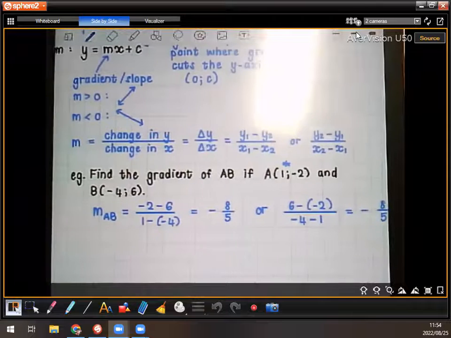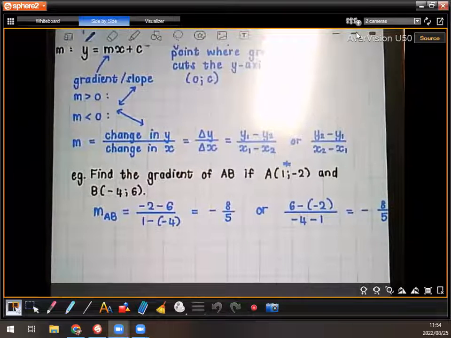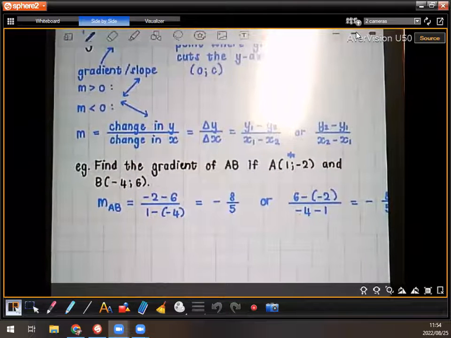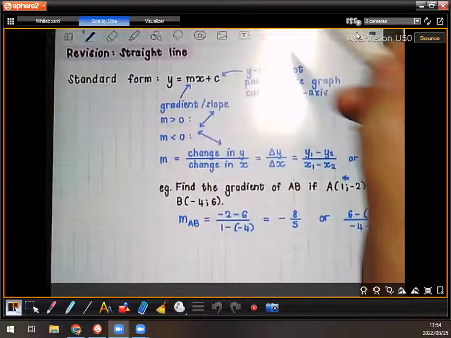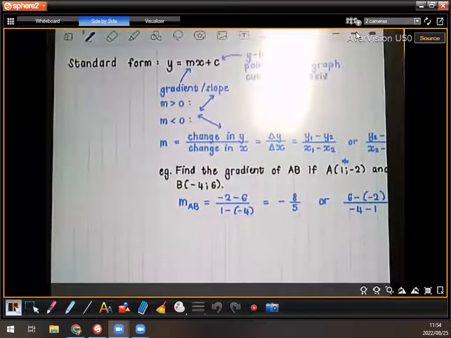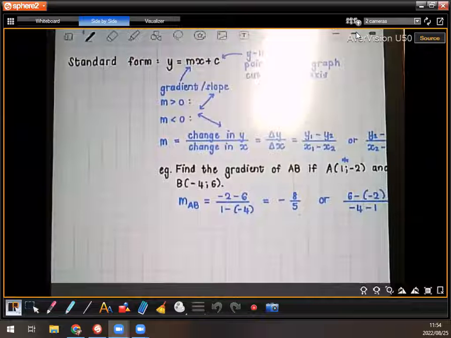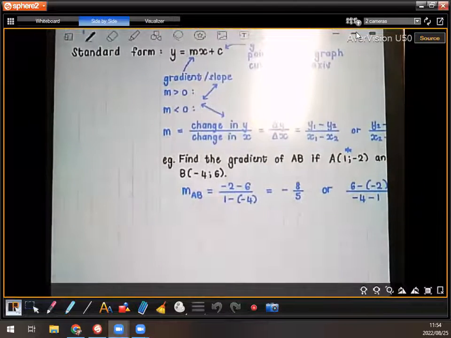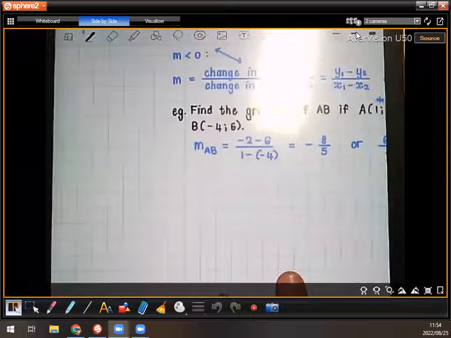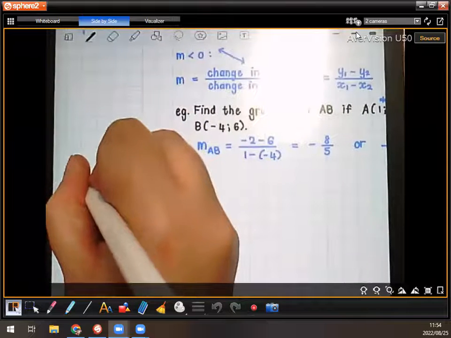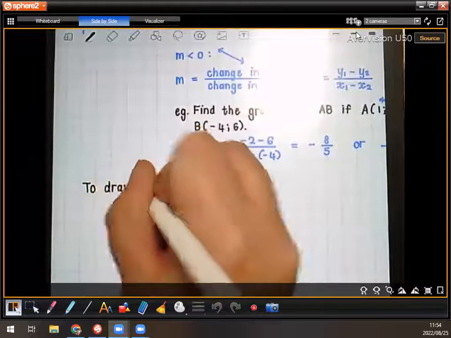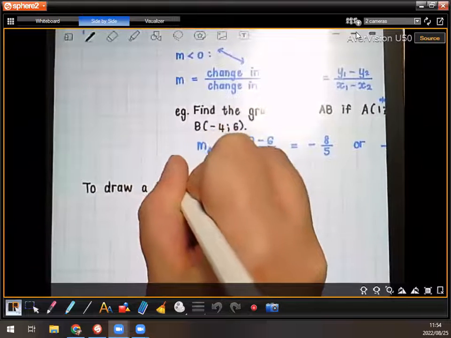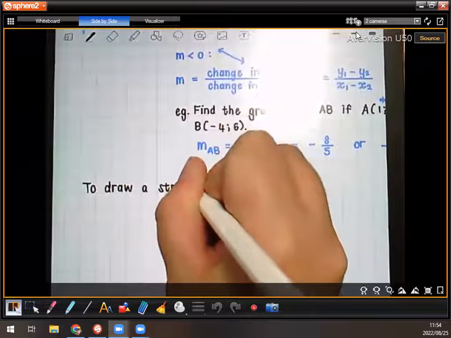All right, now to draw a straight line. There are different scenarios, but the easiest way, do you guys remember the 2 methods that you learned last year? The dual intercept method, does that ring a bell? And then the gradient intercept method. Okay, so we're just quickly going to summarize it, which is why we are revising.